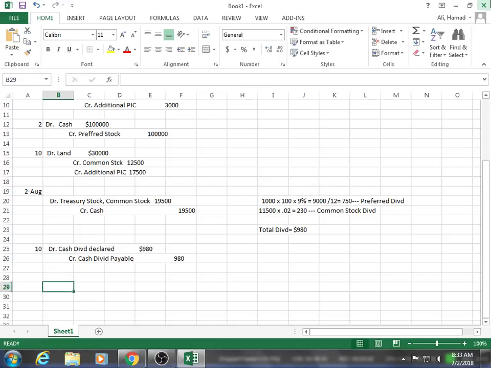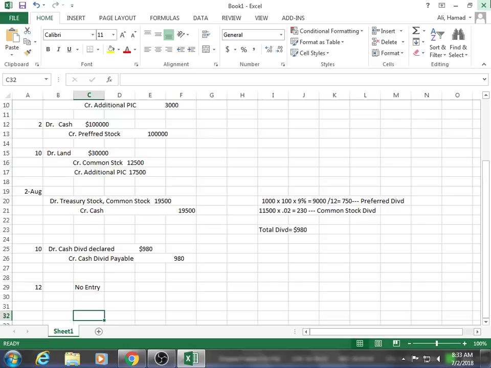This is the declaration date. The date of record was when? August 12. So on August 12, what do we do? Remember, we have the date of declaration, date of record, then the payment date. On the date of record, no entry.